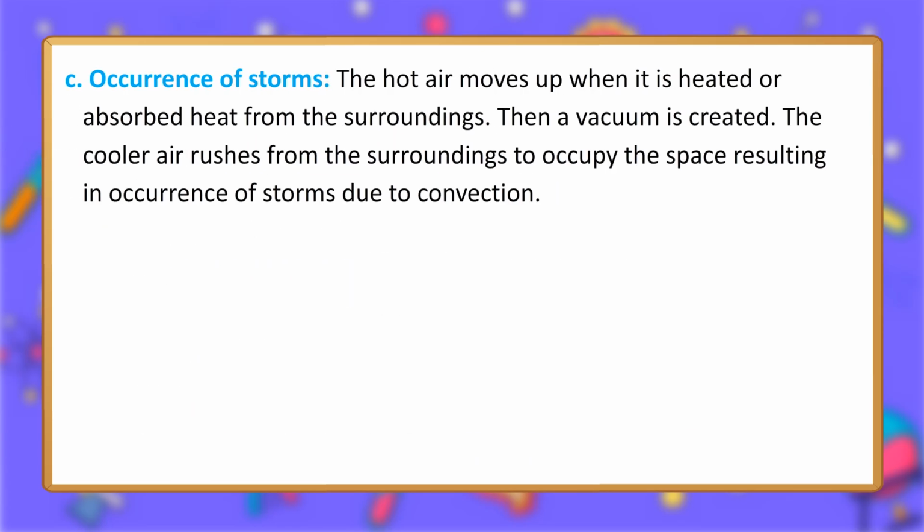C. Occurrence of storms. The hot air moves up when it is heated or absorbed heat from the surroundings. Then a vacuum is created. The cooler air rushes from the surroundings to occupy the space, resulting in occurrence of storms due to convection.